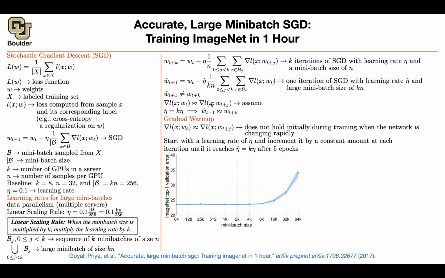But once you're in the middle of your training, maybe after 5 epochs. Initially, this is not a good assumption that WT plus 1 is similar to WT, because if you look at your loss, it goes down rapidly. What does it mean? It means that your W's are changing rapidly. So initially, you're going to learn really fast. Okay, so this assumption doesn't hold. That's why you're going to build up. You're going to start slow up until you reach k times eta after 5 epochs, and then you're going to work with this assumption, which is a good assumption down the road when you're training.